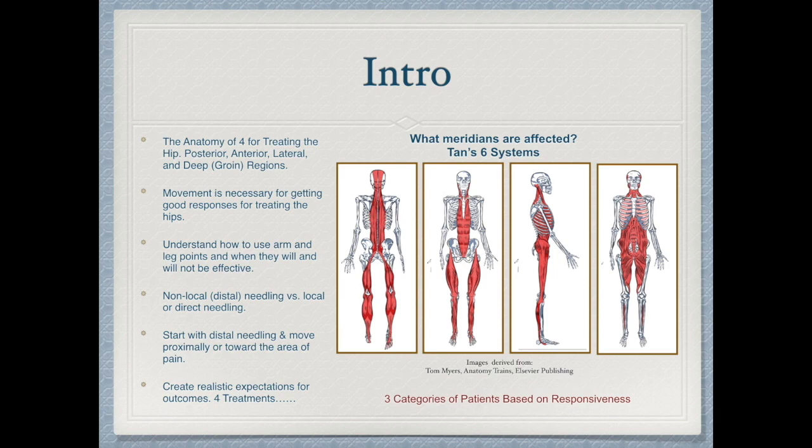So whenever we're treating the hip or the groin and the pelvis, we always need to consider four primary areas. This includes the posterior region, or what we see here is the superficial back line, and this looks a lot like the urinary bladder meridian. The next picture shows the superficial front line that is very similar to the stomach meridian, and this includes the anterior region, and in particular we see that the quads, and specifically rectus femoris, is on this line.